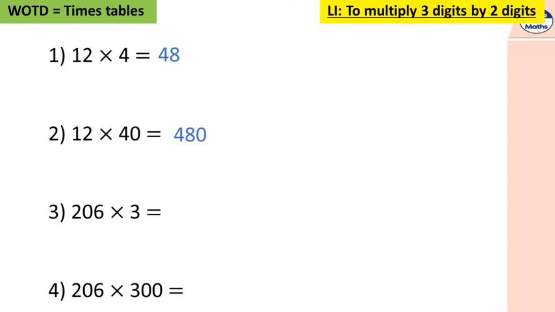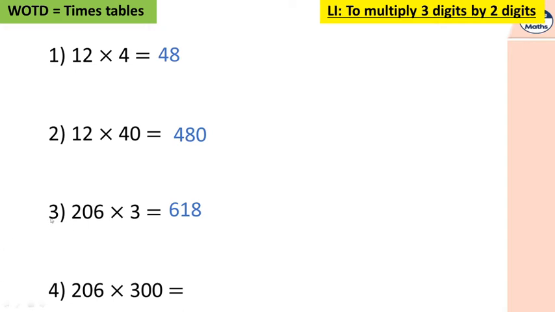So the next one is 206 times 3. 3 lots of 206, so you could do this a different way. You could do 3 times 200 plus 3 times 6, add them together. What do you get? You could use the method that we worked on yesterday, just expand it a little bit. You should get 618, because 3 times 200 is 600, 3 times 6 is 18, add them together, 618.